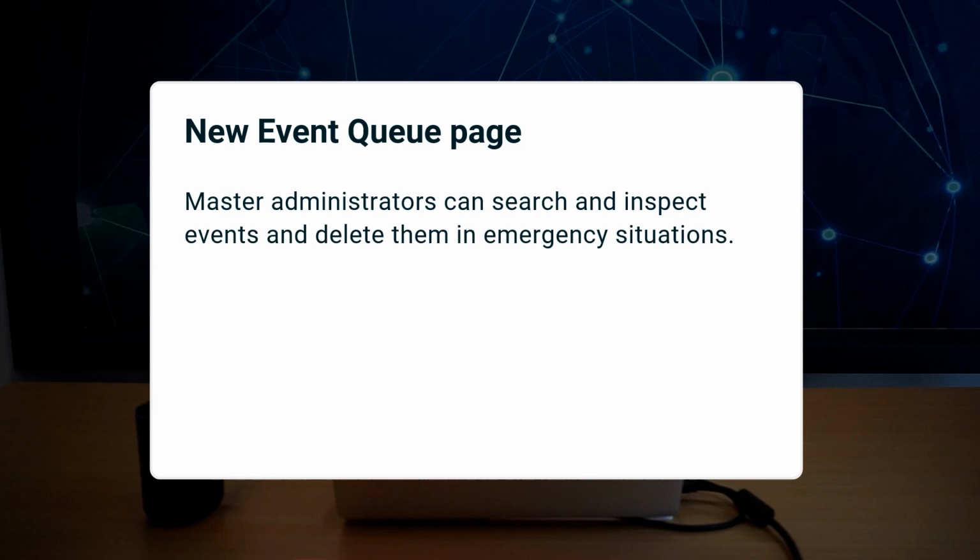With this release, we have added a new page in the administration tool, Event Queue. This page allows master administrators to search for and inspect events, and delete them in emergency situations. The REST API Events resource is now also updated to support searching by account name.